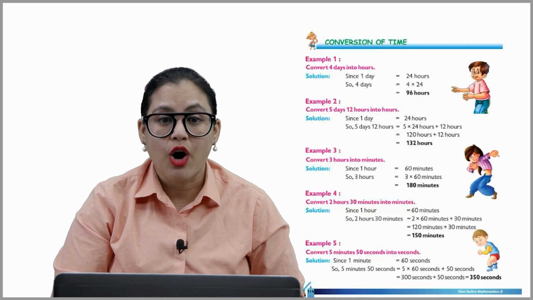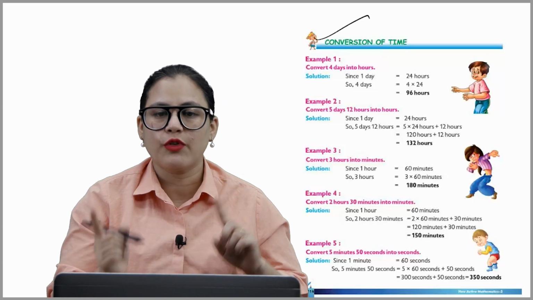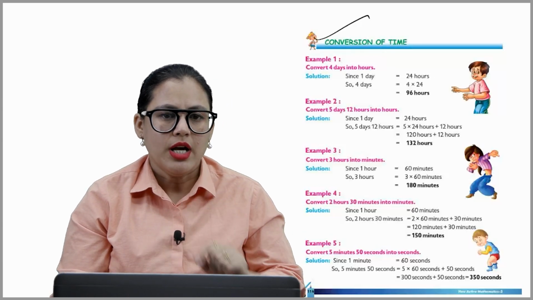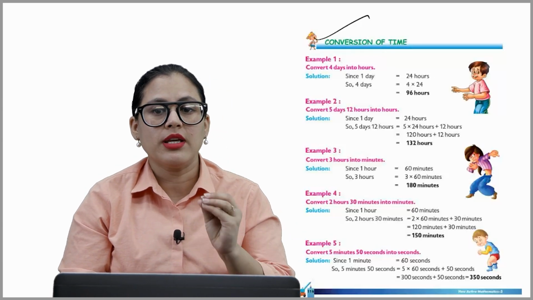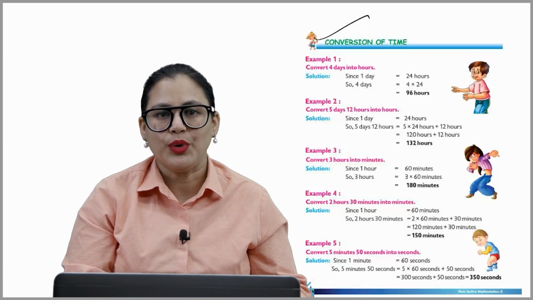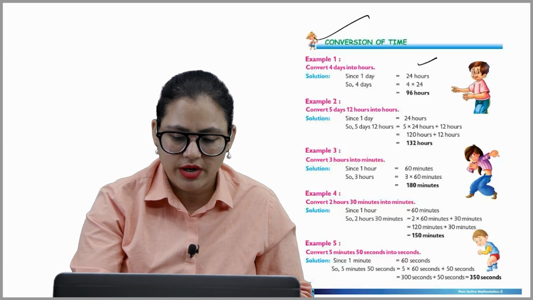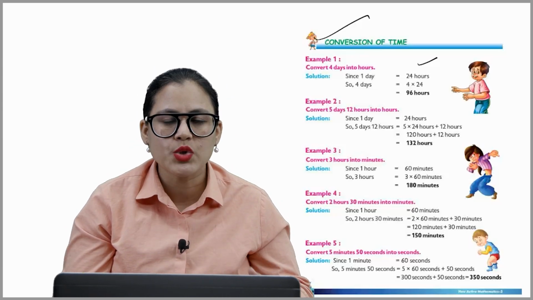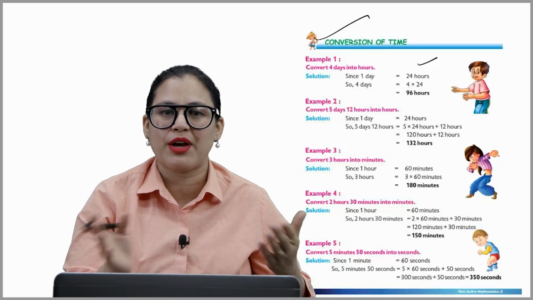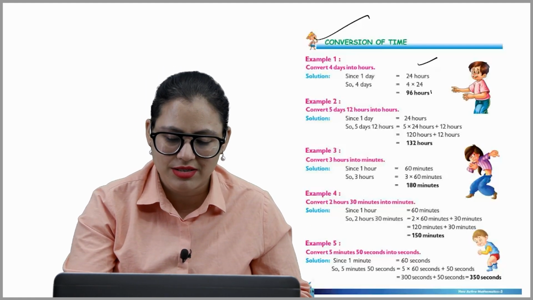Now, conversion of time. Example, convert 4 days into hours. We should know how many hours are there in a day. We know that 1 day is equal to 24 hours. So, how many hours will be there in 4 days? We will multiply 4 and 24 and now we get the answer 96 hours.